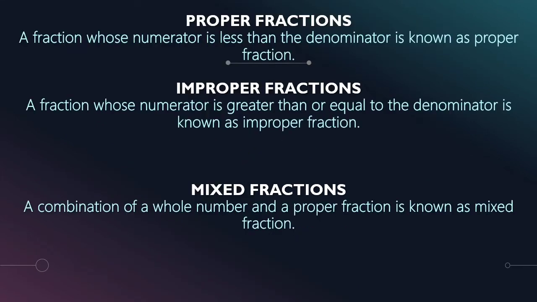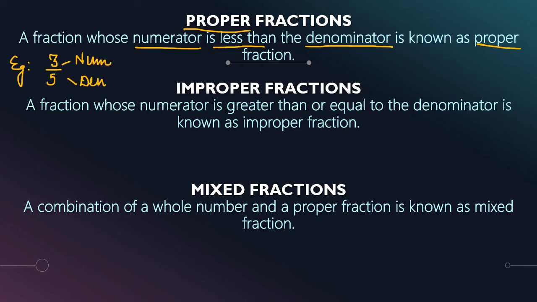Next type of fraction is proper fractions. A fraction whose numerator is less than the denominator is known as proper fraction. For example, 3 upon 5. Here 3 is the numerator and 5 is the denominator. And 3 is less than 5. That means numerator is less than denominator. So, this fraction is proper fraction.